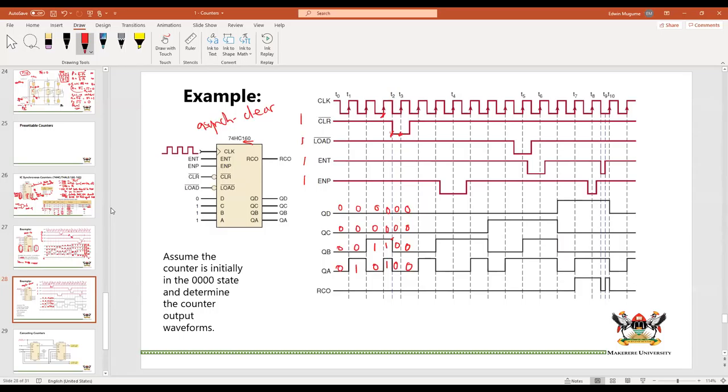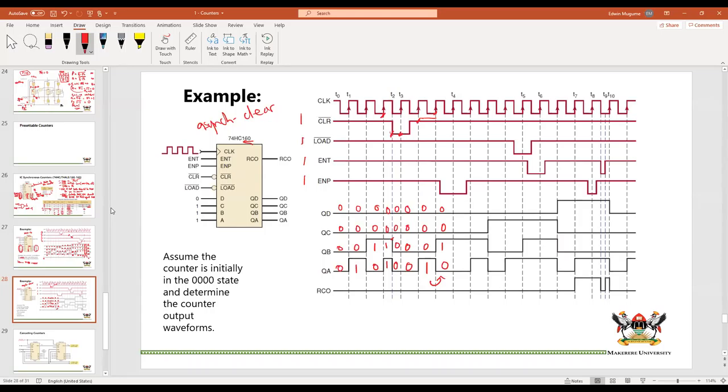When the next clock comes in, the clear input is no longer there, meaning that we are going to count, which is 0001. And then at the next clock, once again, it is 1111, meaning our next state is now the count, which is 0010, the next count from here.